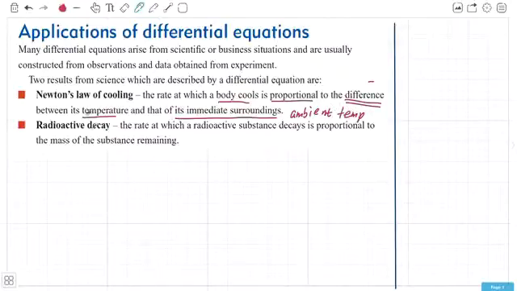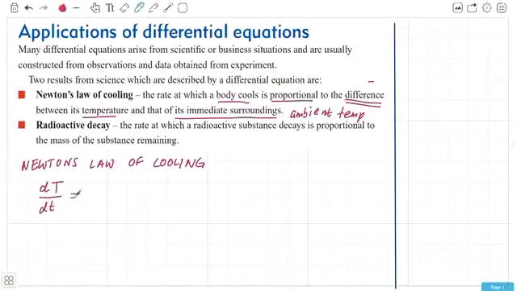So if we're looking at the rate of a particular body and how it cools, if we were looking at Newton's law of cooling, we can actually put together a differential equation by using all the information here given to us in the dot point. So the rate at which a body cools, so that would be dT/dt, for temperature of an object with time. So it's the rate of change of temperature with respect to time equals, it's what we call proportional.